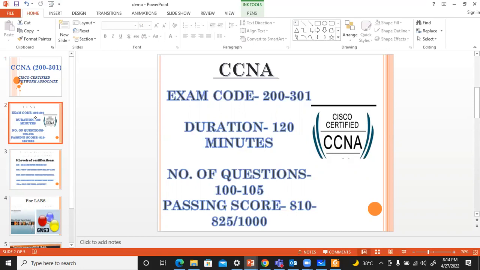Now, the earlier CCNA exam used to be 90 minutes. That duration has now changed to 120. The number of questions earlier was 60 to 70. Now it's 100 to 105. This changes because Cisco has removed the simulations from the exam which were there earlier. Now there are only multiple choice single answers, multiple choice multiple answers, and drag and drops. Because of that, the number of questions has increased.